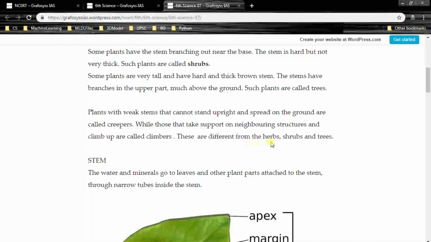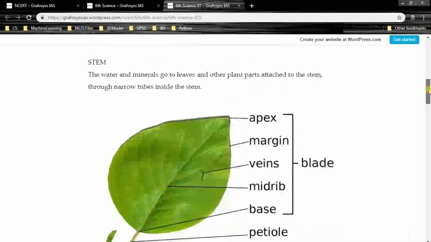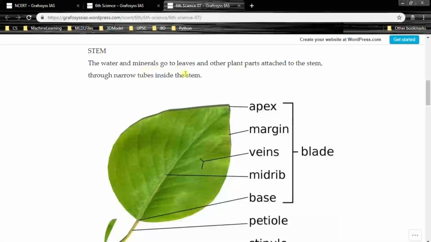These are different from the herbs, shrubs, and trees. Remember, herbs, tender one; shrubs, a bit hard but not very thick; trees, hard and thick; and creepers on floor; climbers, which climb. Stem: the water and minerals go to leaves and other plant parts attached to the stem through narrow tubes inside the stem. So water and minerals are absorbed like this through narrow tubes inside the stem.